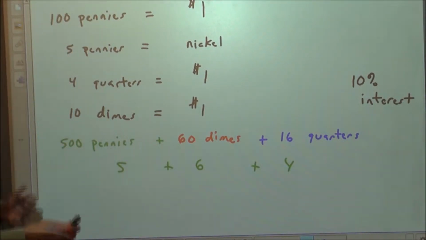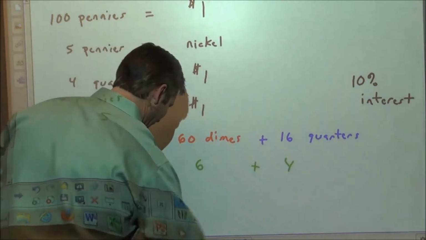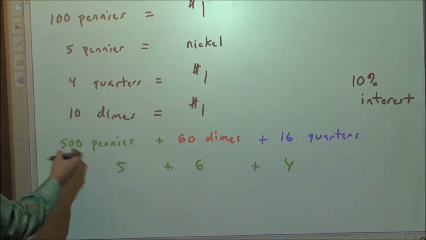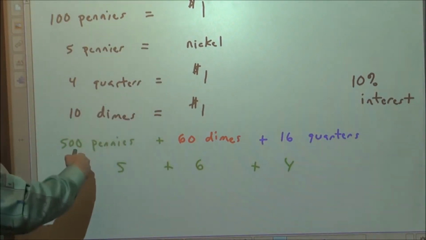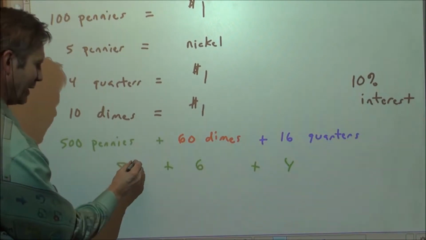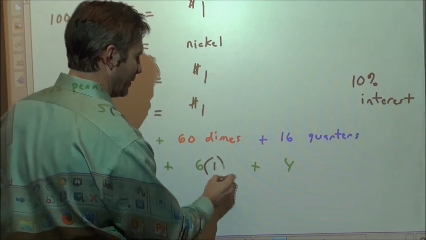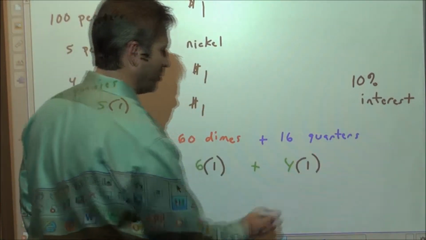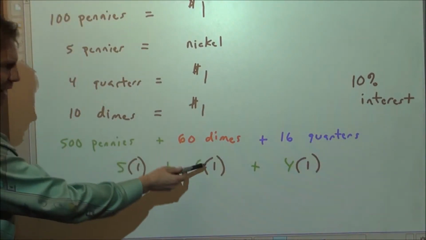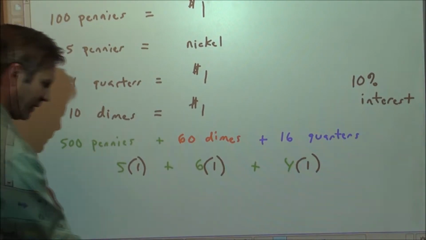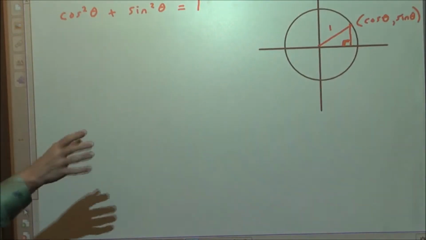But by making a substitution, by saying that every 100 pennies would give me $1, it makes this a lot easier. I have $5. I have $6. I have $4, because I can replace 10 dimes with $1, etc. So I think you get that idea without us taking too much time there.